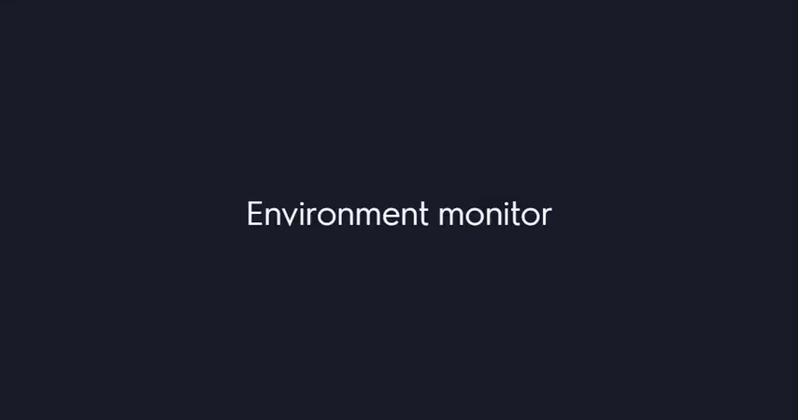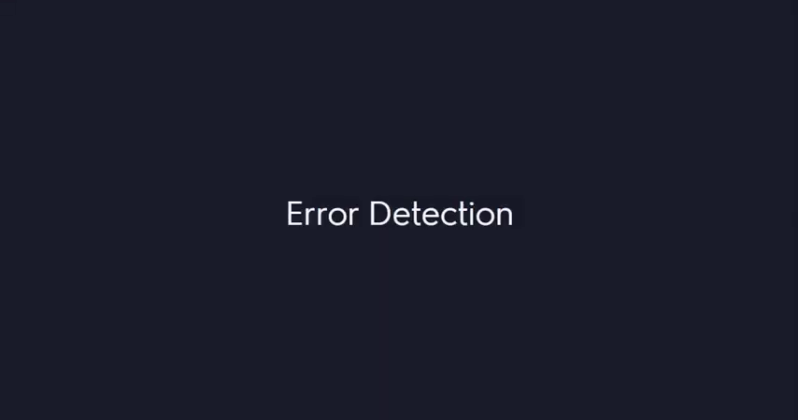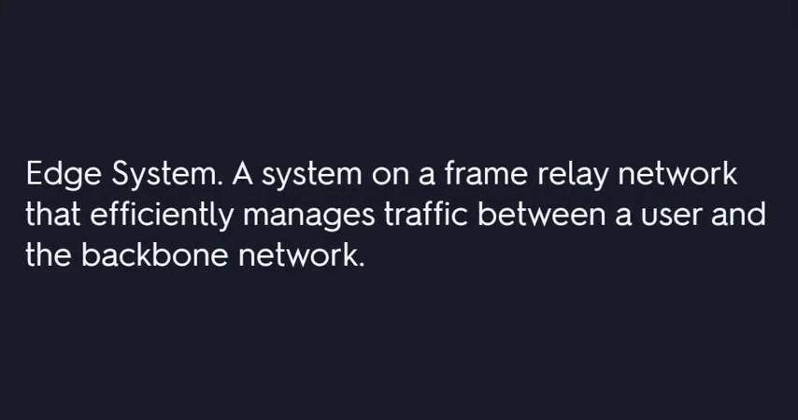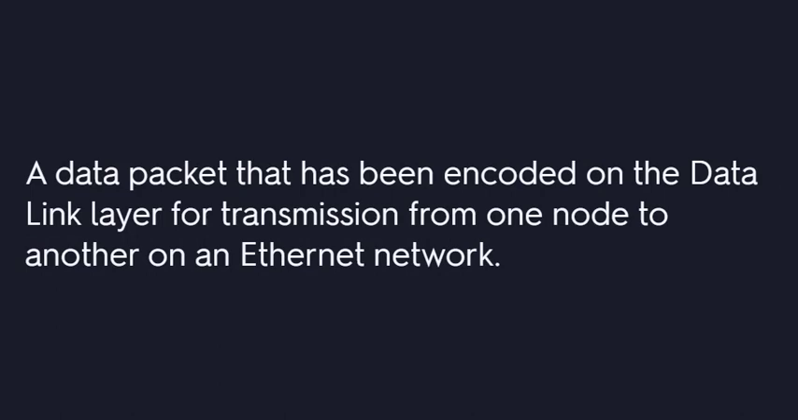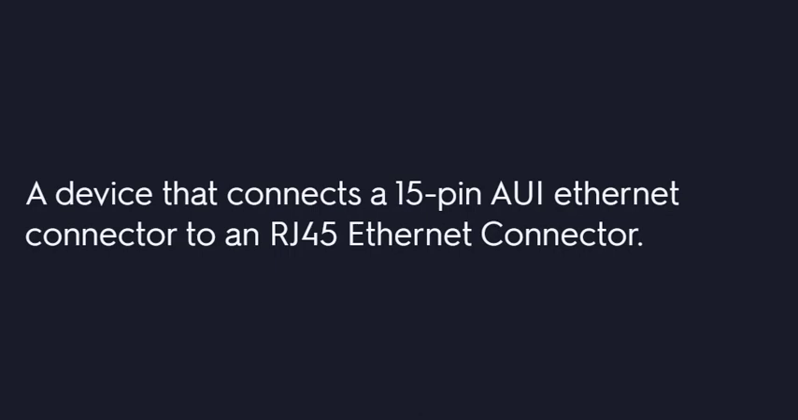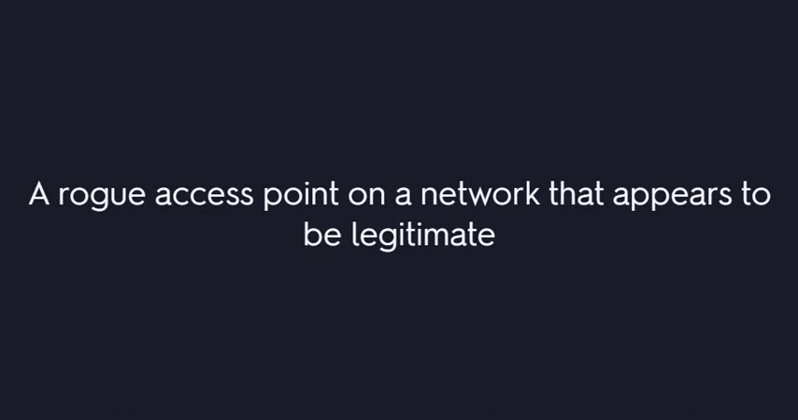Environment monitor. The process of determining if transmitted data has been received correctly and completely. Error detection. Edge system. A system on a frame relay network that efficiently manages traffic between a user and the backbone network. ES. A set of networking technologies and media access methods specified for LANs. Ethernet. A data packet that has been encoded on the data link layer for transmission from one node to another on an Ethernet network. Ethernet frame. A device that connects a 15-pin AUI Ethernet connector to an RJ45 Ethernet connector. Ethernet transceiver. A rogue access point on a network that appears to be legitimate.